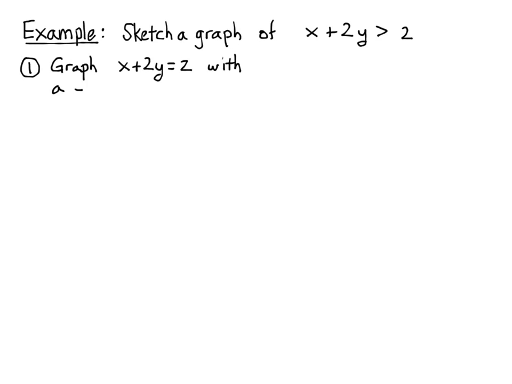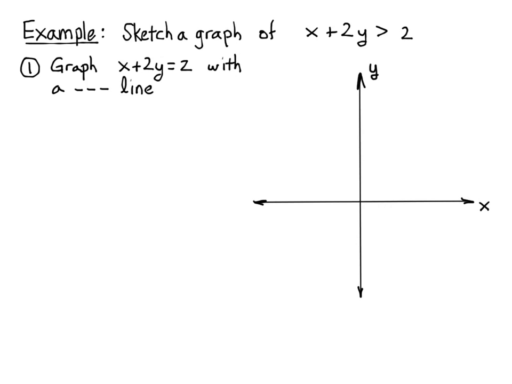Okay, so here's another example. Let's say we want to sketch a graph of x plus 2y is greater than 2. We're going to graph this with a dashed line because it's a strict inequality. But I'm still interested in the line because it'll form the boundary. So we're going to draw this line, but with a dash.